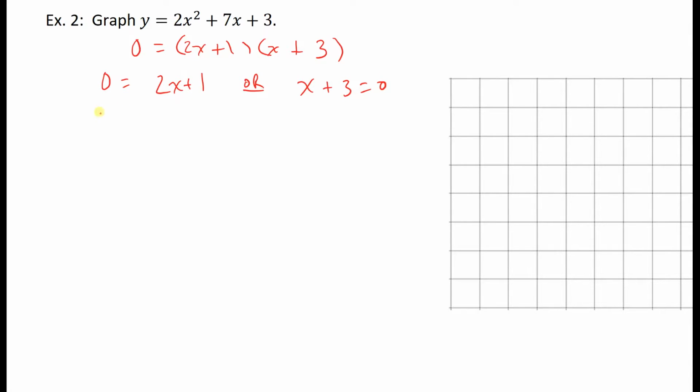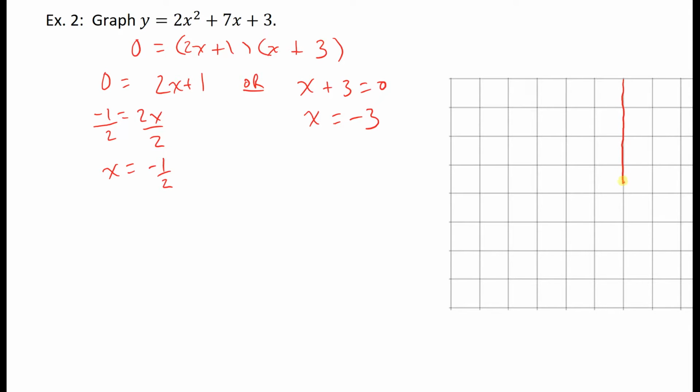I'm going to move the 1 over, divide both sides by 2, so x is equal to -1/2. And here x is equal to -3. So we have our two x-intercepts. Let's put them on the graph.